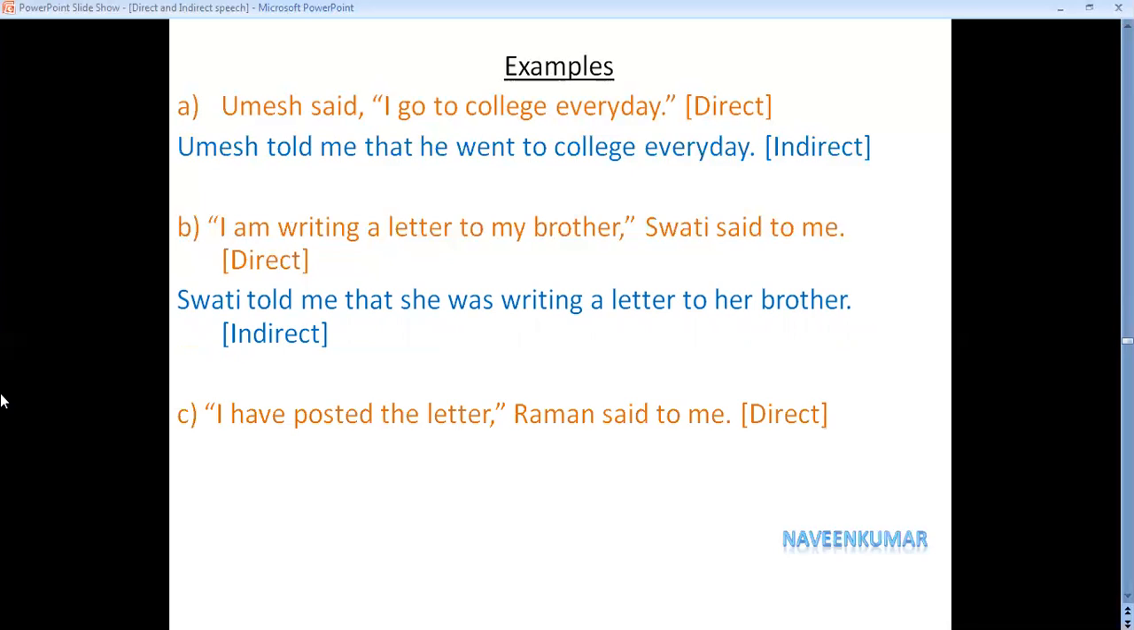I have posted the letter, Raman said to me. The next example. I have posted the letter. So said is already past tense. The reporting verb is in past tense. So we have to identify what is the tense of the direct speech. I have posted the letter. That is present perfect. If the direct speech is in present perfect, indirect should be in past perfect. Raman told me that he had posted the letter.